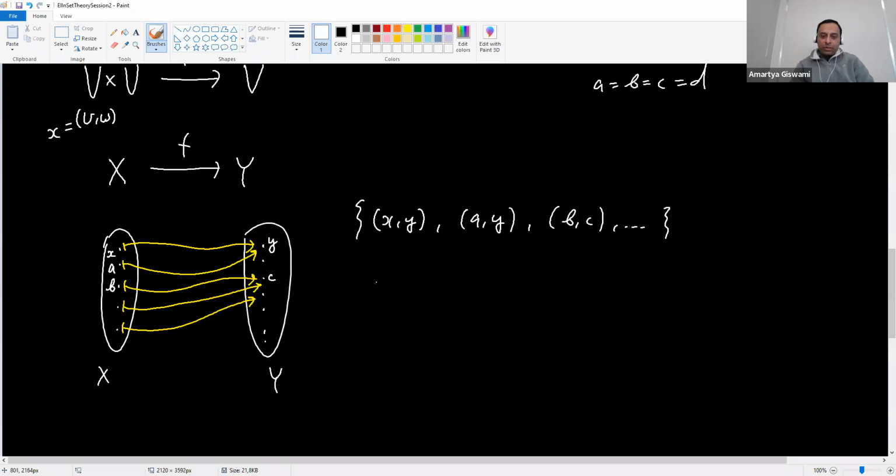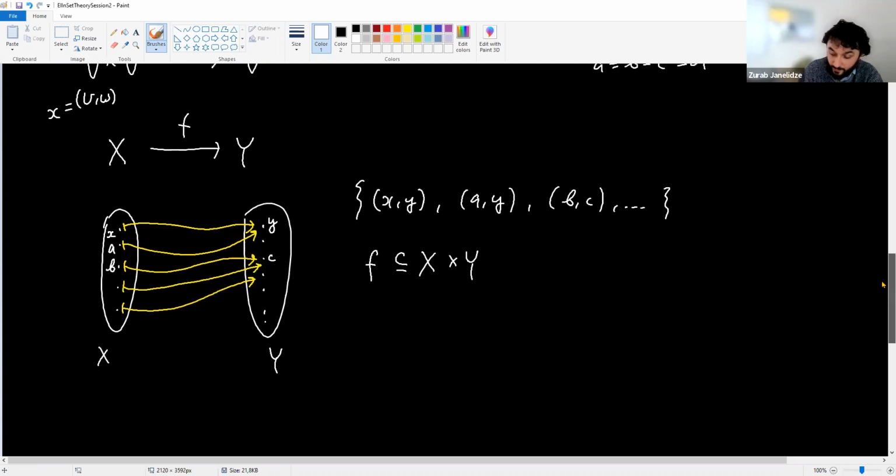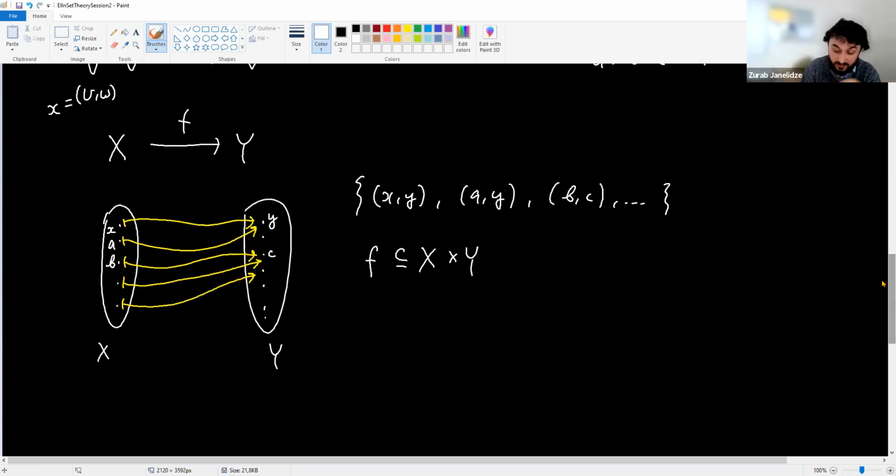And we just now understood that an ordered pair itself is a set. So we have a set. So in that way, a function becomes a subset of X cross Y. Certain pairs have been selected, not all of them. For example, if this is x and that's c, the ordered pair (x, c) will not be included in this list. Why? Because x did not get mapped to c, it got mapped to y.